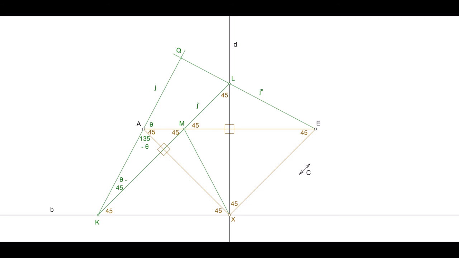Call the intersection of AE and KL M and connect it with X. The symmetry of the quadrangle AXKM shows that the angle KMX is congruent with KAX, which, by subtraction from 180, leaves angle EMX equal to theta. The symmetry of the quadrangle ELMX shows that angle ELX is also theta.